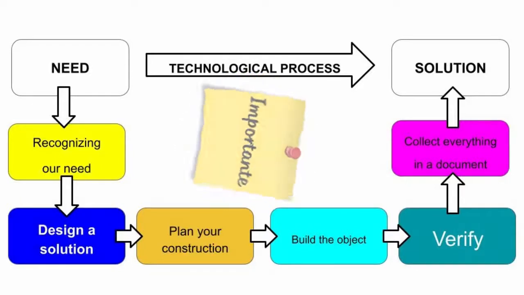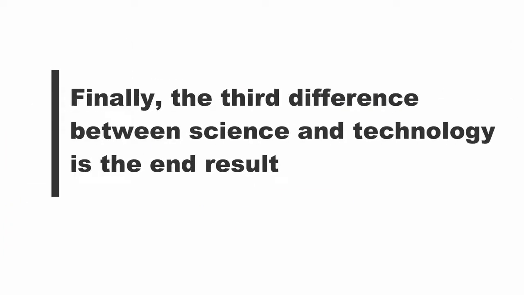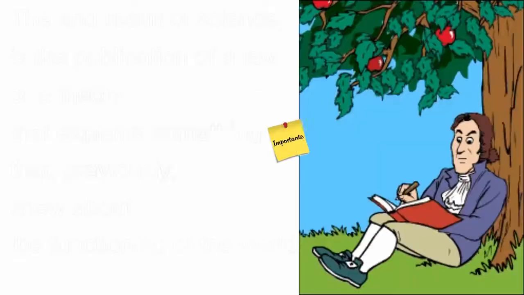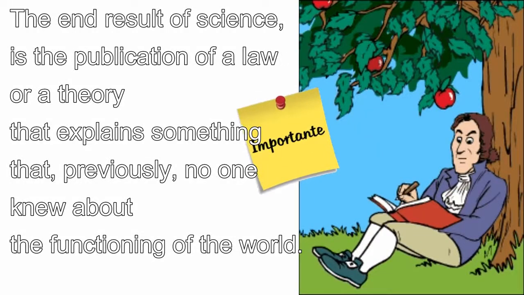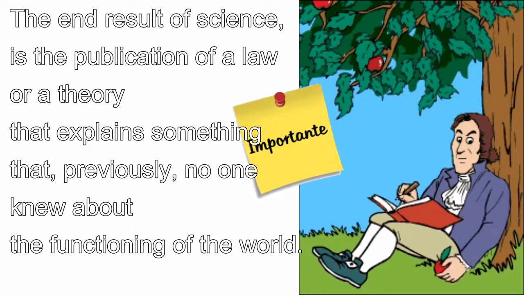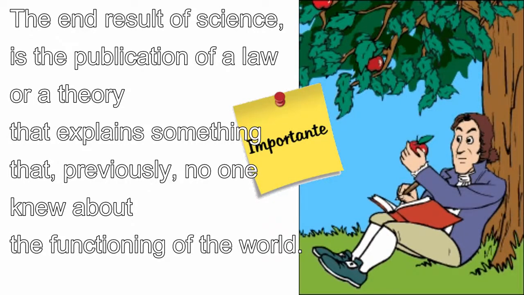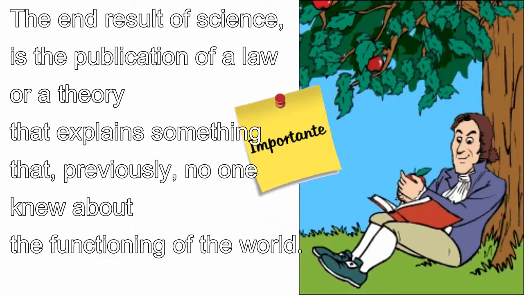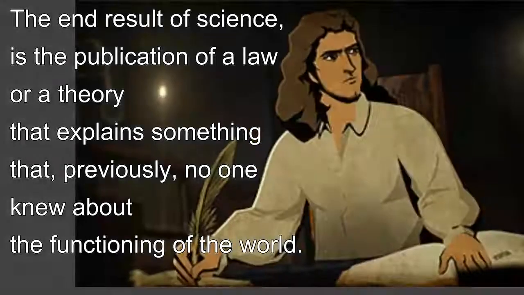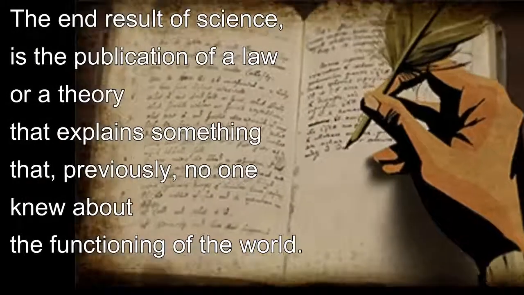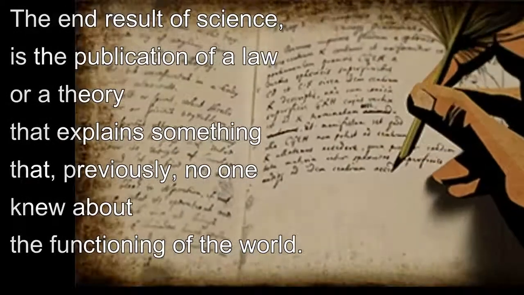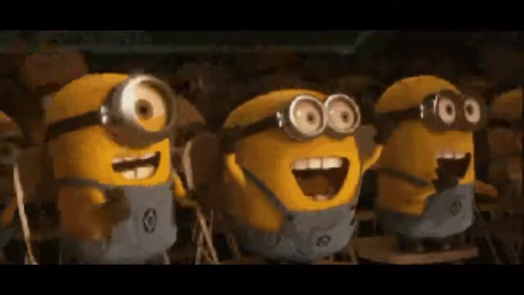And finally, the third difference between science and technology is the end result. The end result of science, or what a scientist tries to achieve, is the publication of a law or a theory in an article, an article that explains something that previously no one knew about the functioning of the world, which makes that written article something quite important indeed.